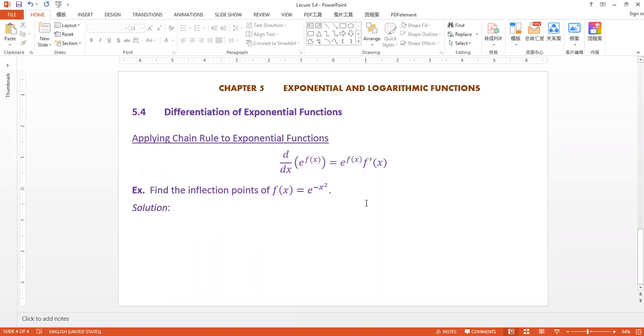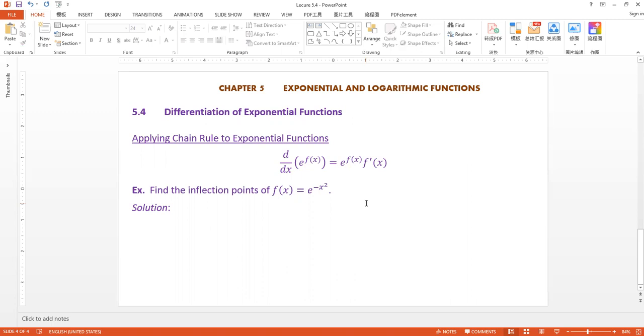So first, what does it mean by inflection points? There are the points where the second derivative is 0 or does not exist. That's where the concavity of the graph of the function changes. But we're going to see, we only need to find the points where the second derivative is 0. There's no value of x for which the second derivative does not exist.